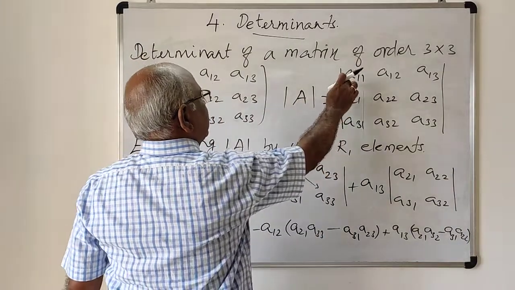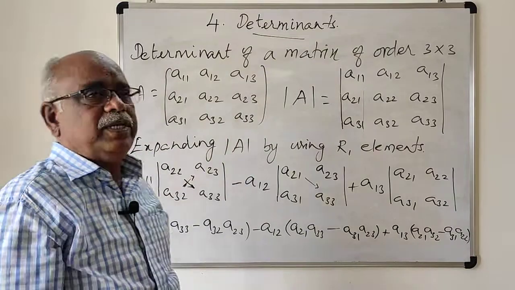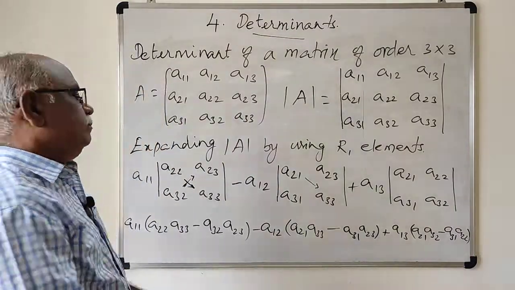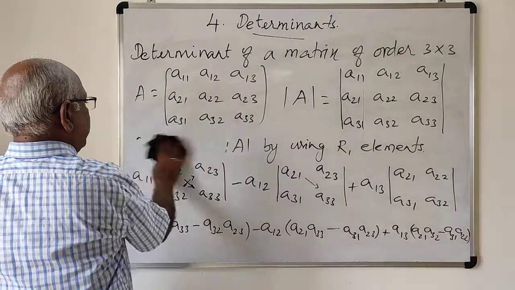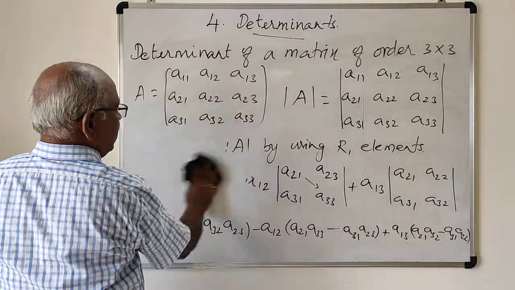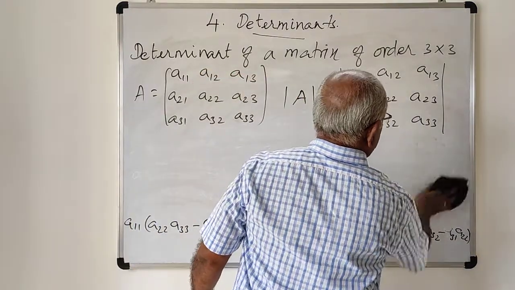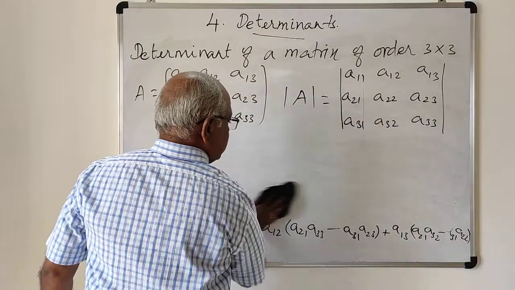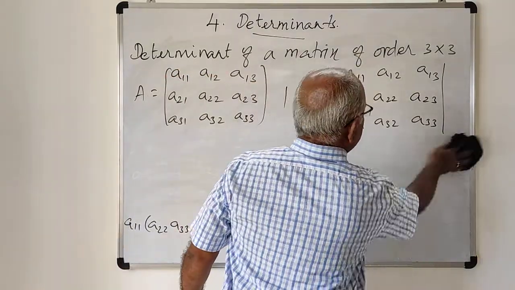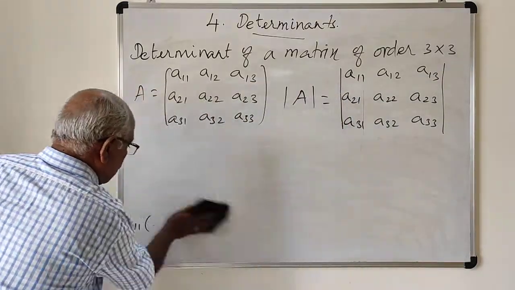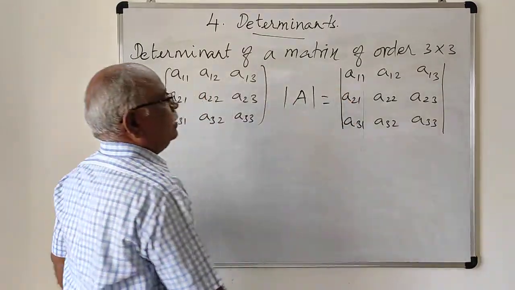How do I get the sign here, plus, minus and plus? How do I get the sign for all 9 elements? We will see one by one. There is a rule. You just remember the expansion. Now, how do we find the sign of the elements while using expansion to find the value of the determinant? For that, there is a general idea.